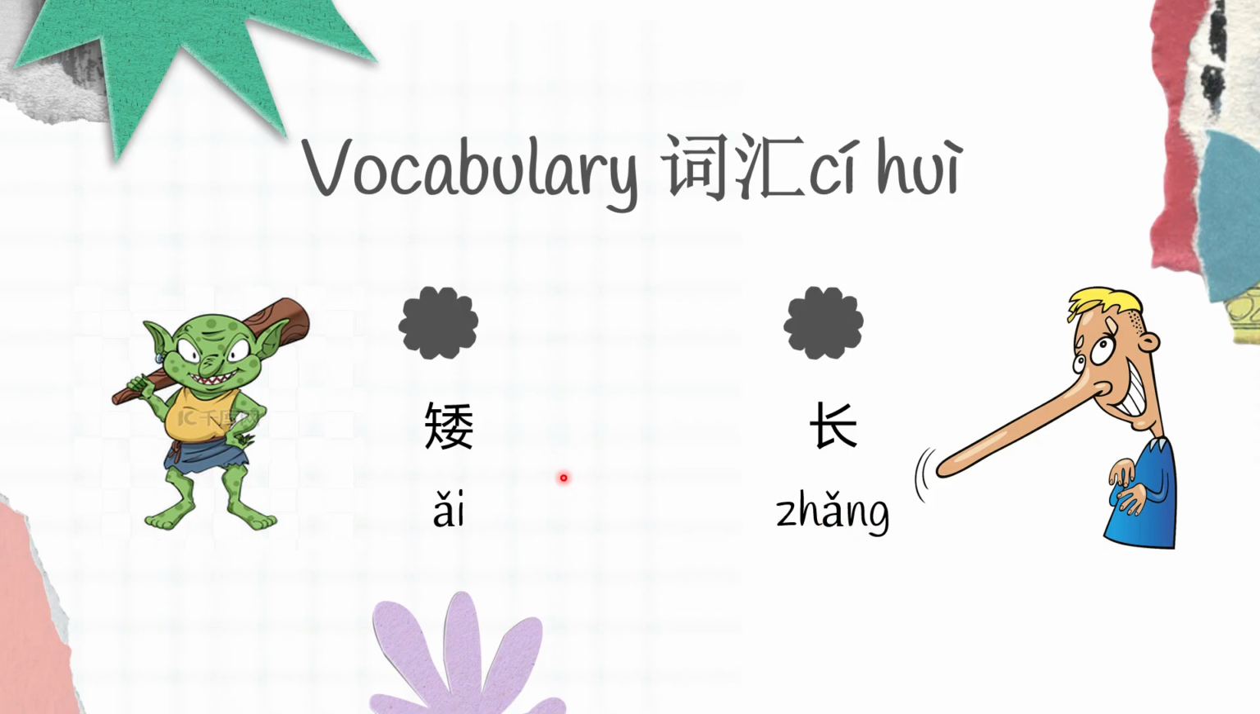In the first slide, we have 短 and 长. The meaning of 短 is short and the meaning of 长 is long. Let's read together. 短, 长.